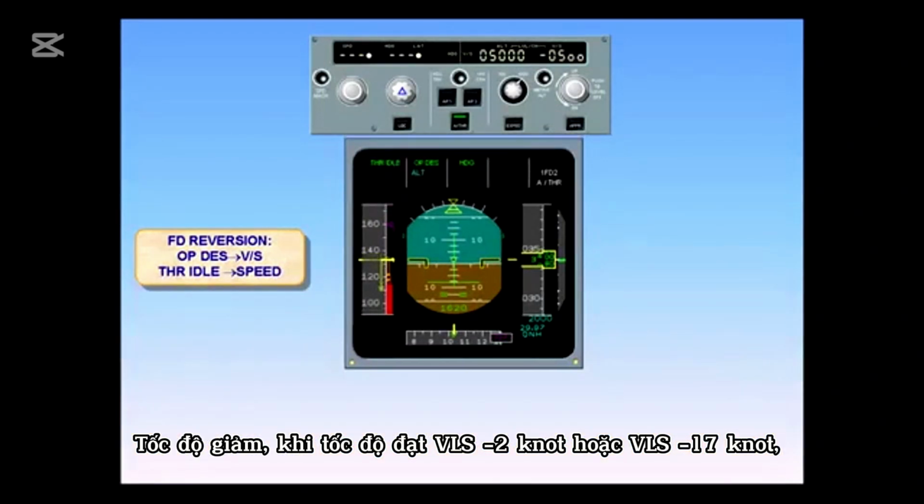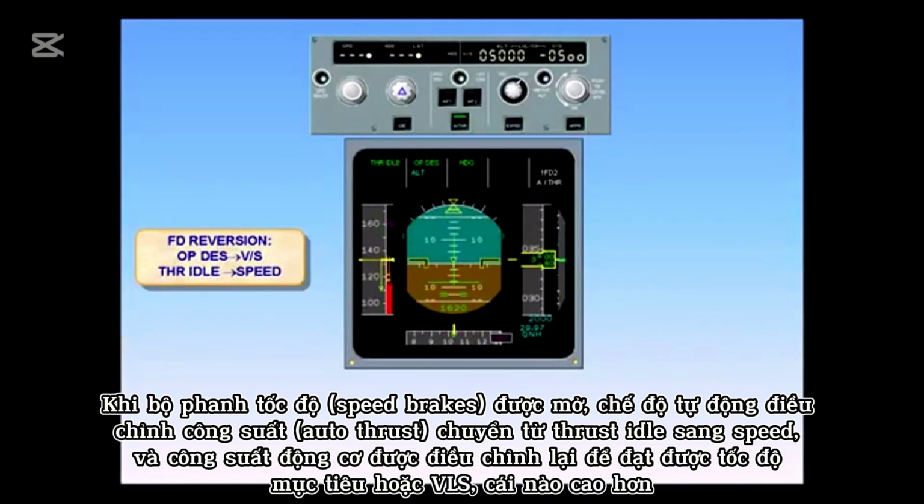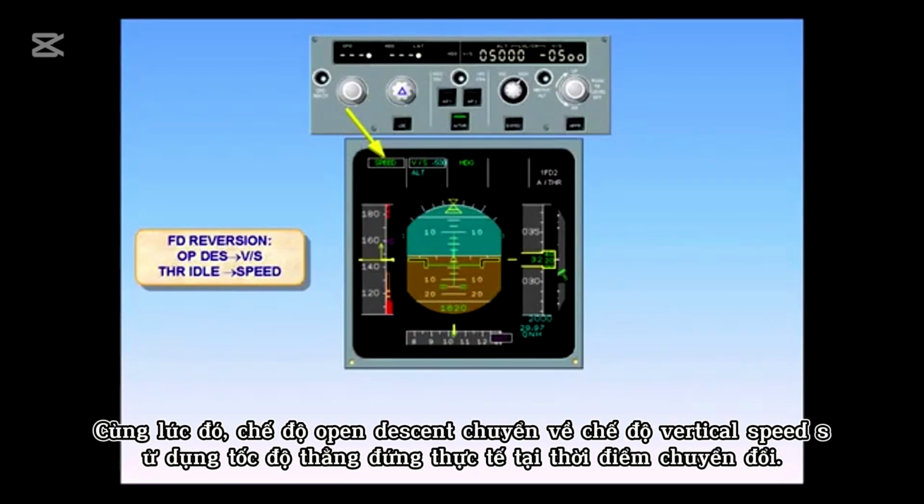When the speed reaches VLS minus 2 knots, or VLS minus 17 knots with speed brakes extended, the autothrust reverts from thrust idle to speed, and thrust is readjusted to capture the target speed, or VLS, whichever is higher. Simultaneously, open descent reverts to vertical speed using the actual vertical speed at the time of reversion.